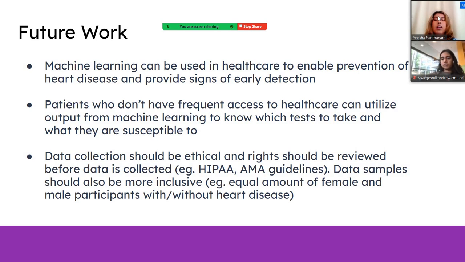Additionally, data collection should be ethical in the future when this work is done, and rights should be reviewed before any data is collected or fed into the machine learning model. Things like HIPAA and AMA guidelines are crucial to review, and data samples for any type of disease should also be more inclusive. An equal amount of female and male participants with and without the disease, such as heart disease in this case, would be beneficial for all patients to diversify the data set, prevent bias, and get an overall beneficial outlook.